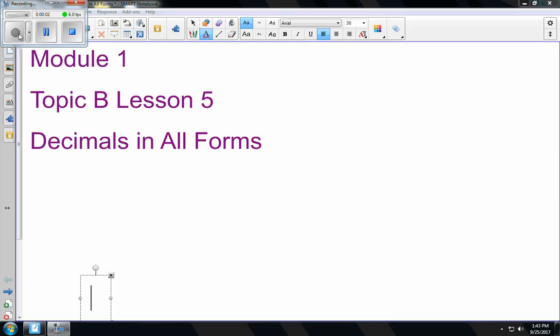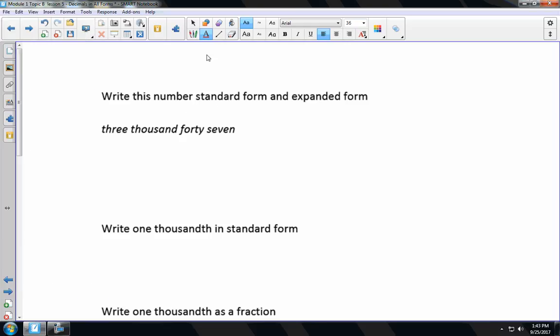Module 1, Topic B, Lesson 5, Decimals in All Forms. So we're going to start by reviewing some of these forms. And what you can see is that we're going to start by writing in standard form. Standard form is the regular way that we write a number.